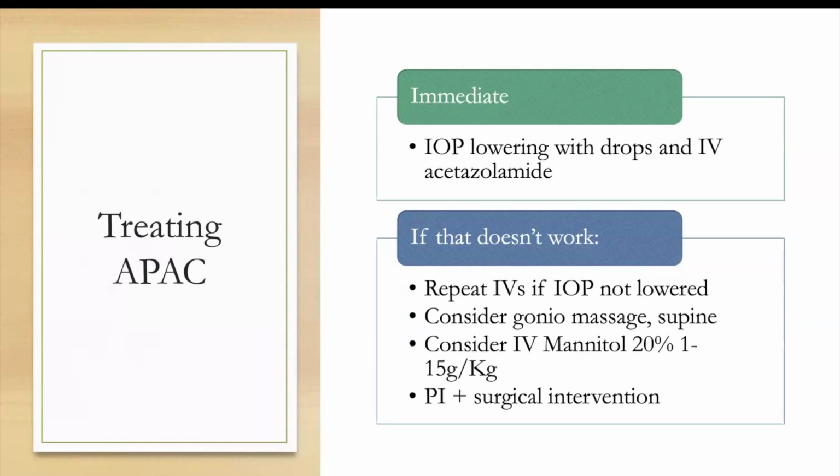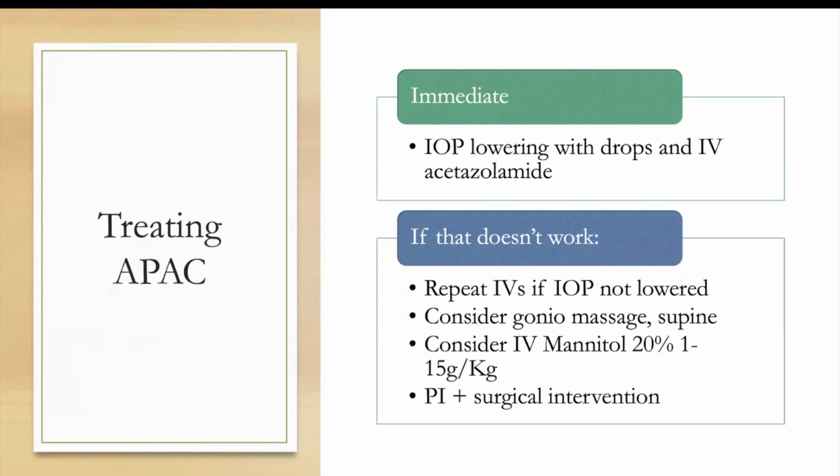And then also, if you're in a hospital that has your medical colleagues helping you, then IV mannitol can work really, really well to bring that down. That should say 1 to 1.5 grams per kilogram, not 1 to 15 grams. That would kill the patient. So 1 to 1.5 grams per kilogram of that 20% solution. These are patients who you're going to want to give a PI to as soon as possible.